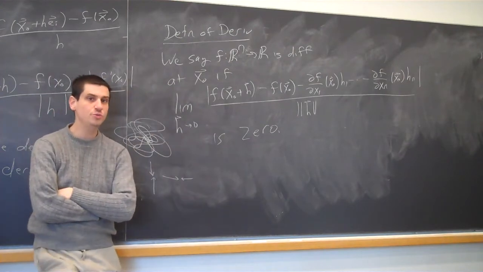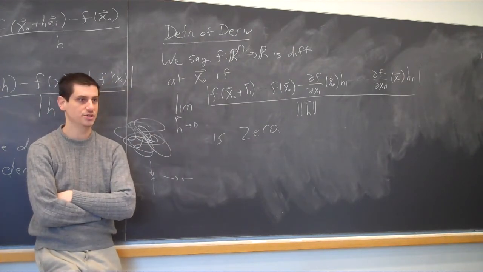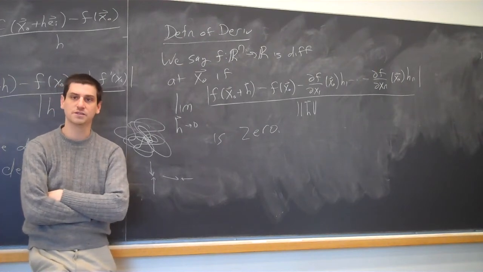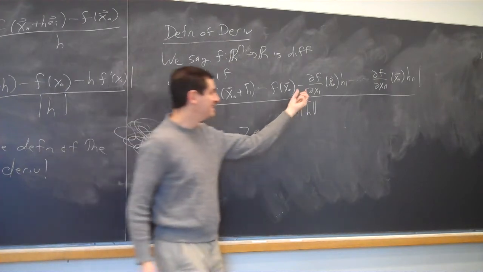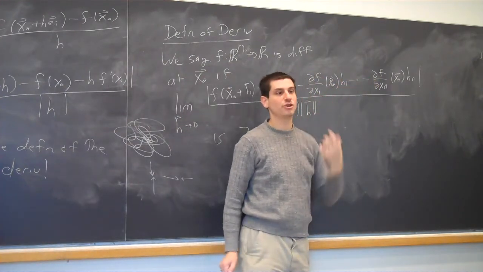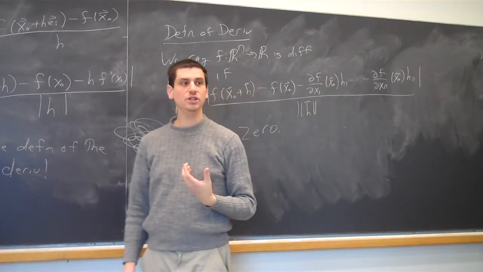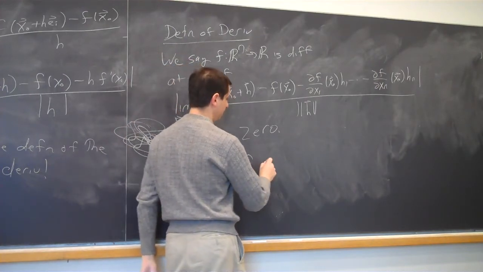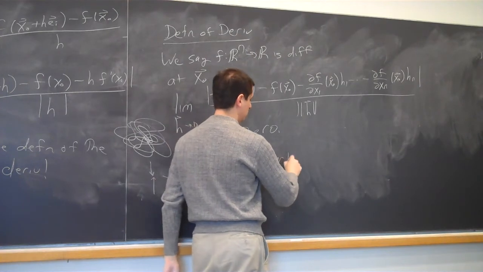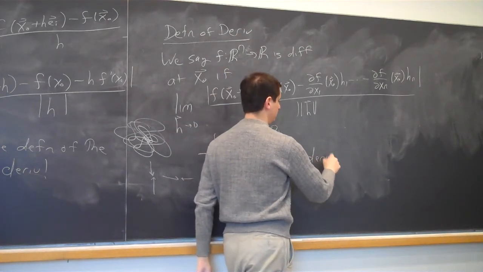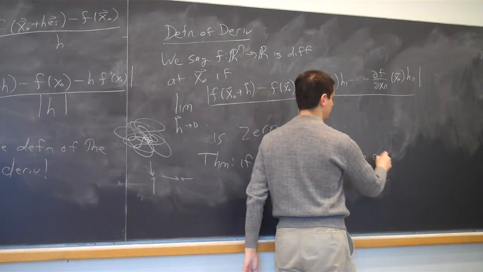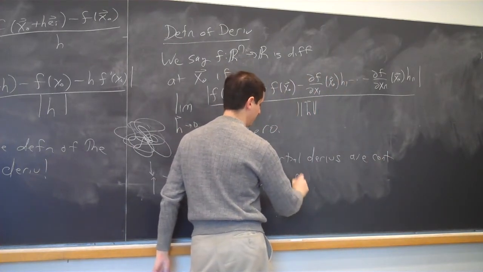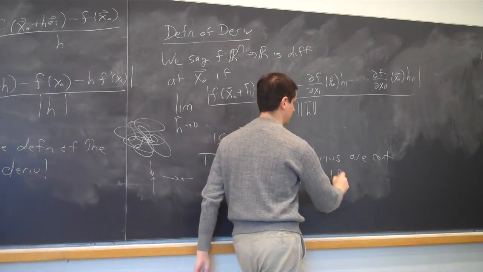The function cube root of xy has issues. The derivative along the x-axis is fine. The derivative along the y-axis is fine. Those would be identically 0, and then things break down. So we need a little bit more. So the big theorem is if the partial derivatives are continuous, then the function is differentiable.